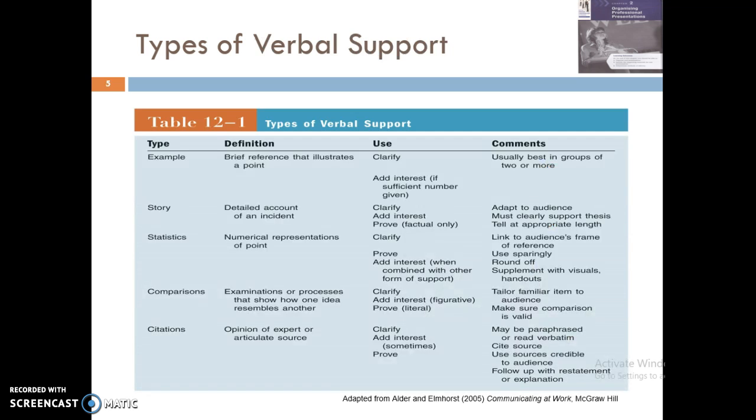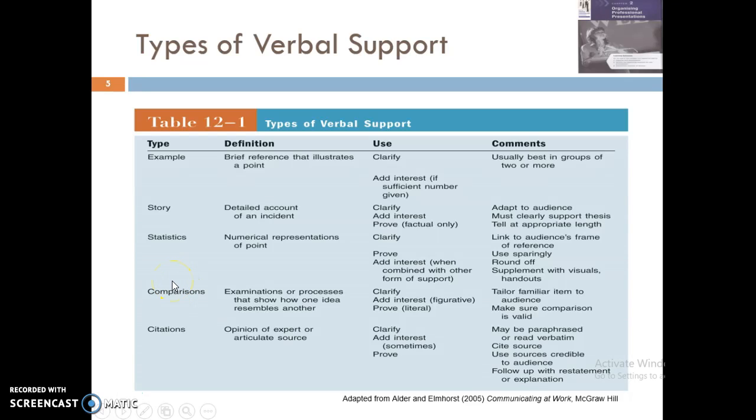Here are some types of verbal support. The first one is example. What it does is it provides clarity and creates interest. Next is story, telling a story. What it does is it provides clarity, it adds interest, and provides facts. Third, statistics. Statistics provides clarity, it becomes proof or evidence. It also adds interest when combined with other forms of support.